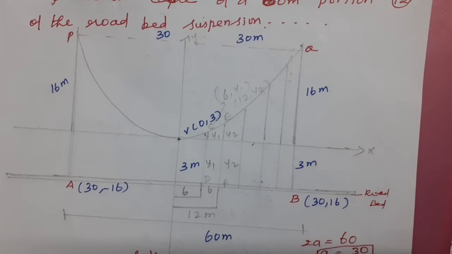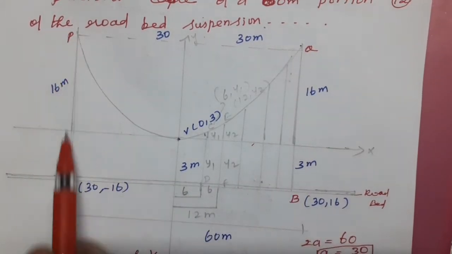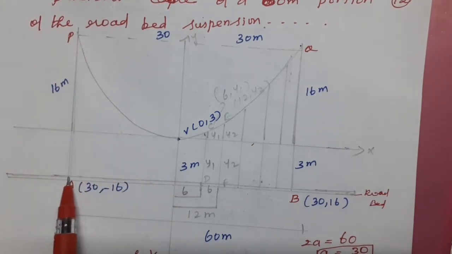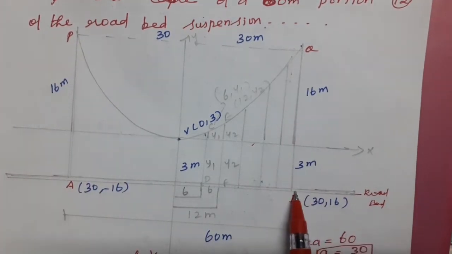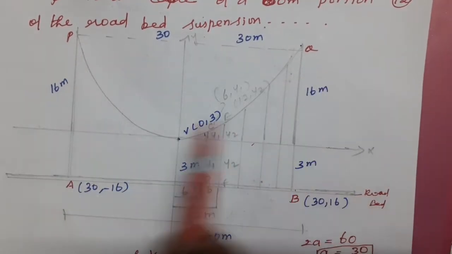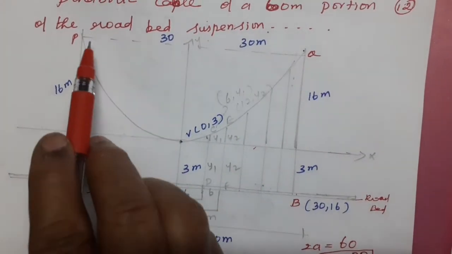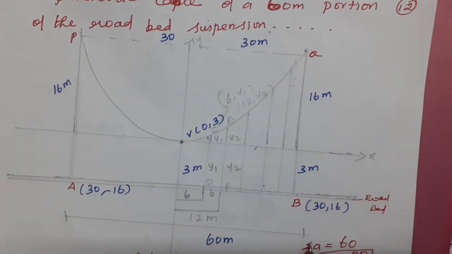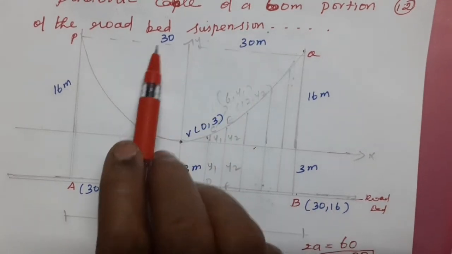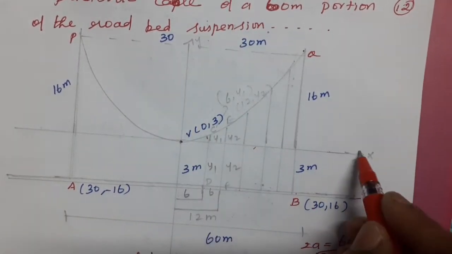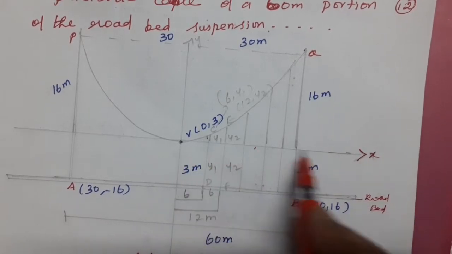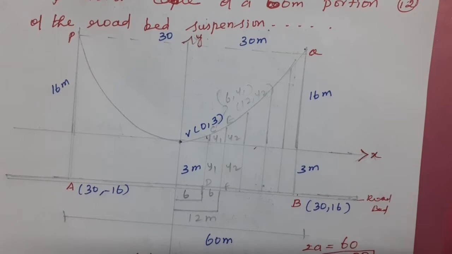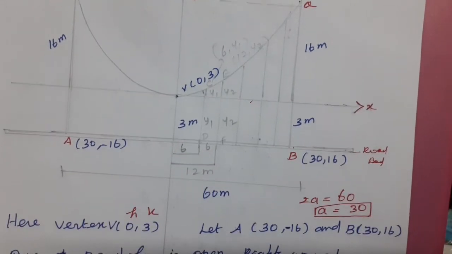I will draw again also. This is 6 meter, this is also 6 meter. From the roadbed to the top of the parabolic path is 16 meter, and here also 16 meter is given on both sides. Next, the width. This is 60 meter wide, divided into 30 and 30. This is the X axis. This is the Y axis. So the diagram is clearly understandable, and you will easily be able to do the sum.